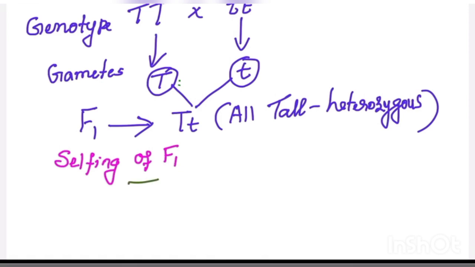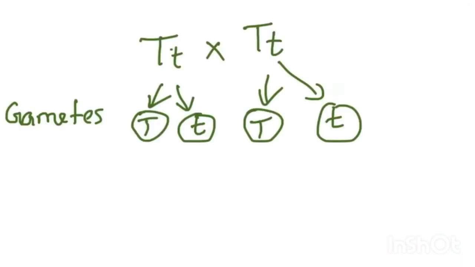Who is F1? A heterozygous tall. So for self-pollination, you have to write capital T small t crossed with capital T small t. This is represented as selfing of F1 to get F2. Since F1 is heterozygous, it will produce two types of gametes. Both parents produce two types of gametes, capital T and small t.